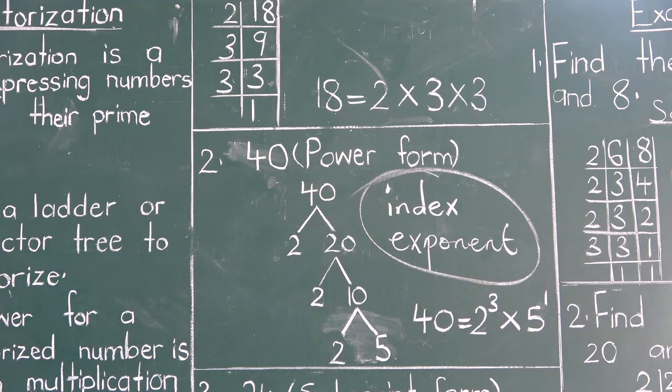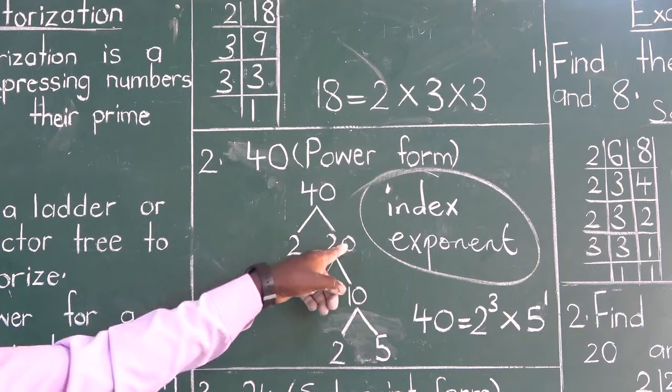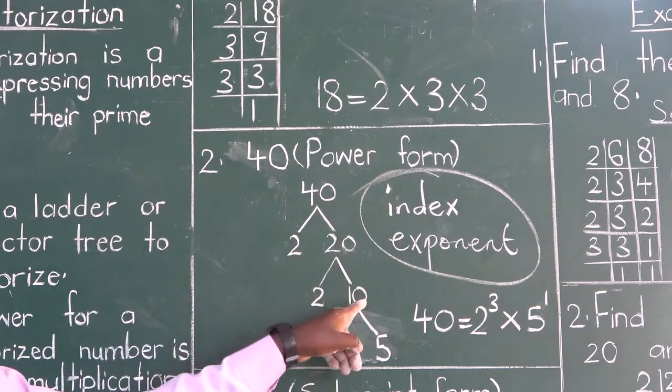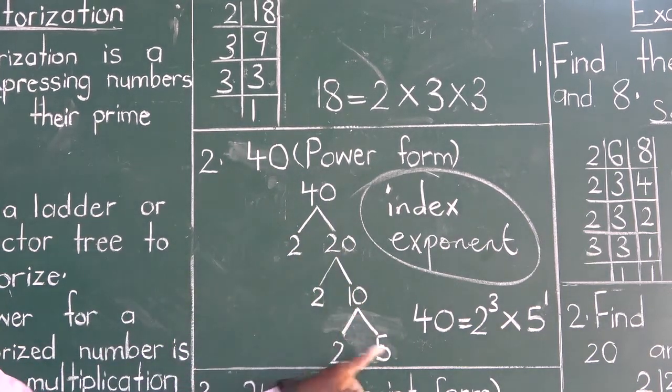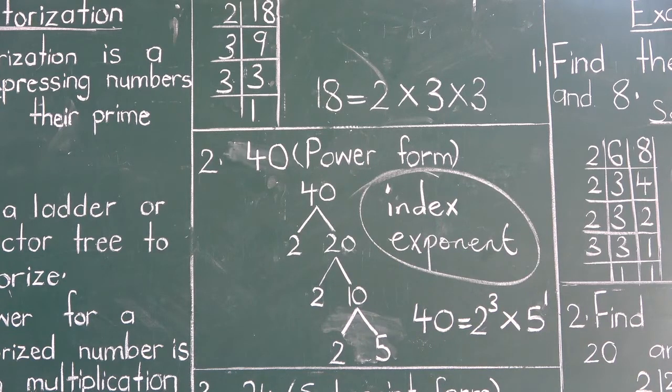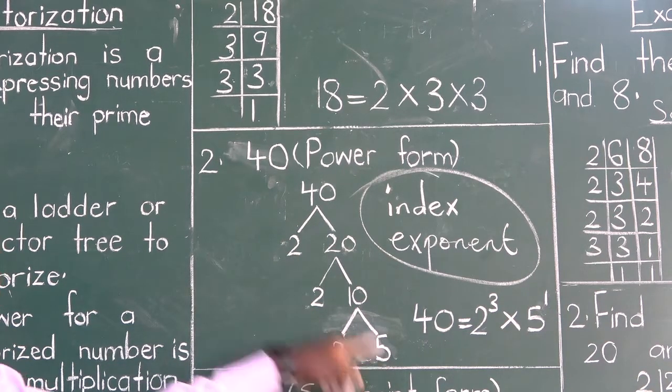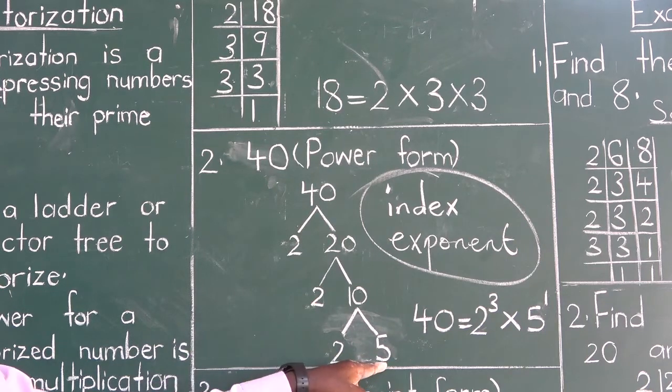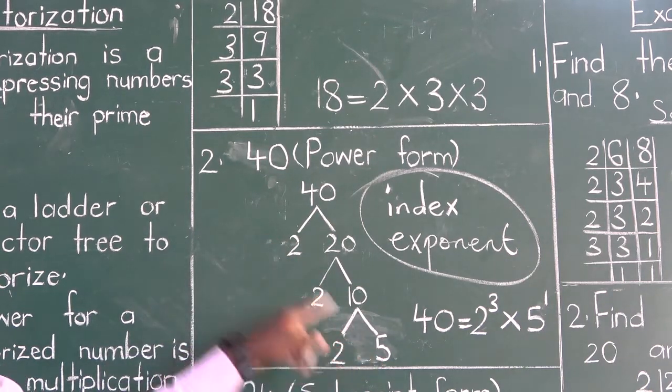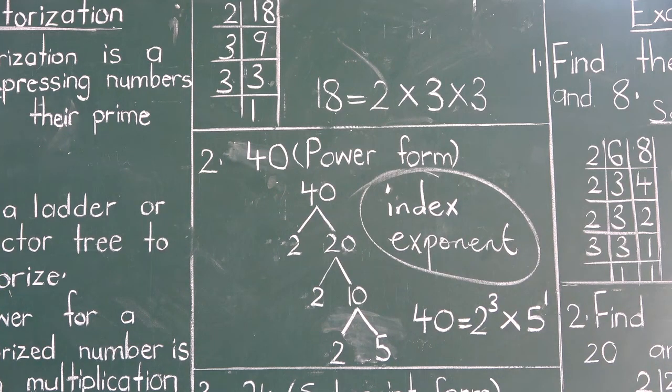So we say 40 divided by 2, you get 20. 20 divided by 2, you get 10. 10 divided by 2, you get 5. So the prime factors are 2, 2, 2, 5. They are all prime numbers, meaning you have prime factorized fully.